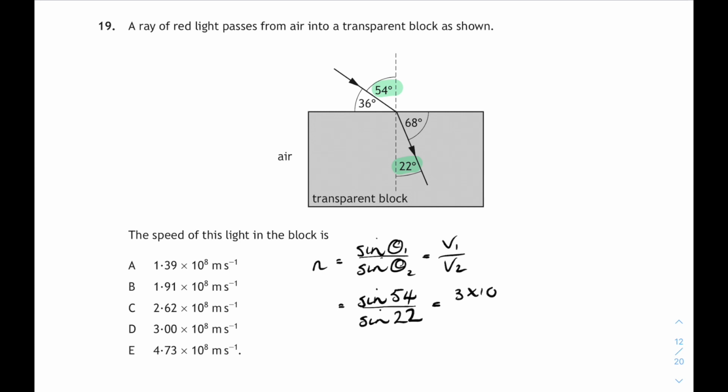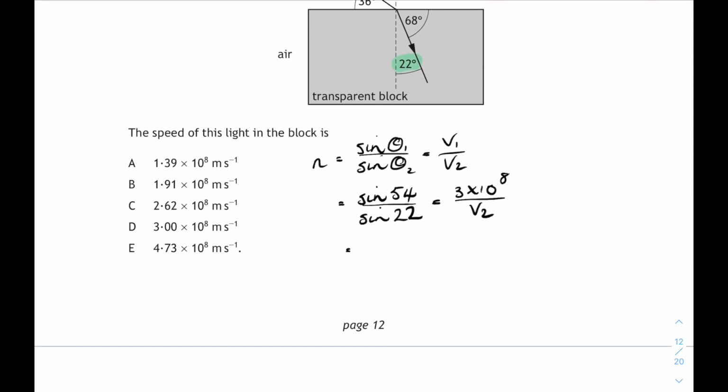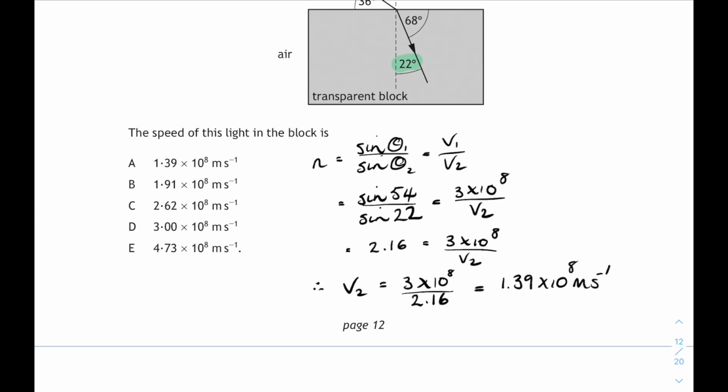So sine 54 over sine 22 will be equal to the speed of light in air over the speed of light in glass. So let's work out the left hand side first. It comes out at 2.16, and that'll be equal to 3 times 10 to the 8 over v2. I'm now going to rearrange it. So v2 is 3 times 10 to the 8 over 2.16, and you do that in your calculator, you get 1.39 times 10 to the 8 metres per second.